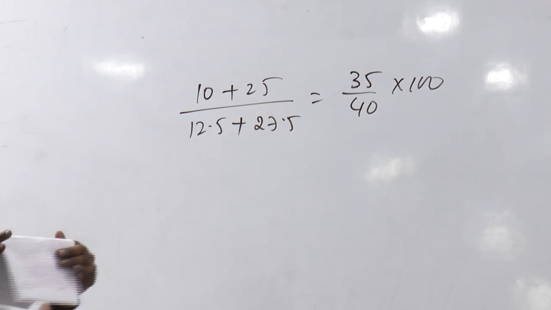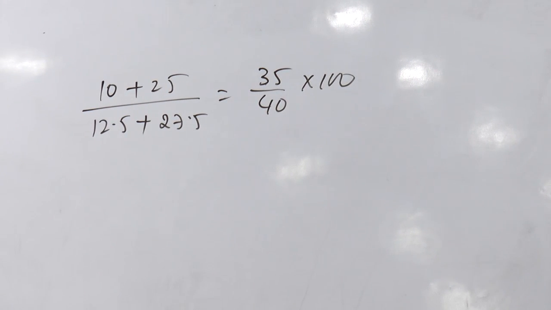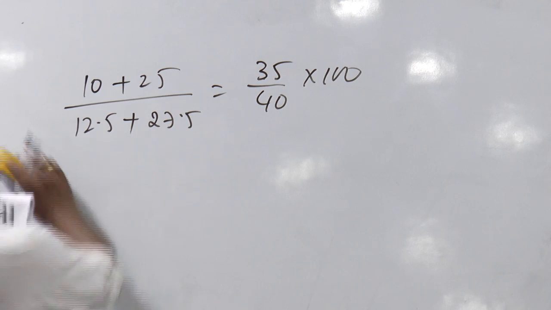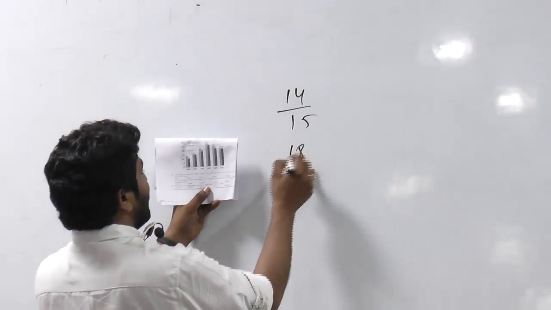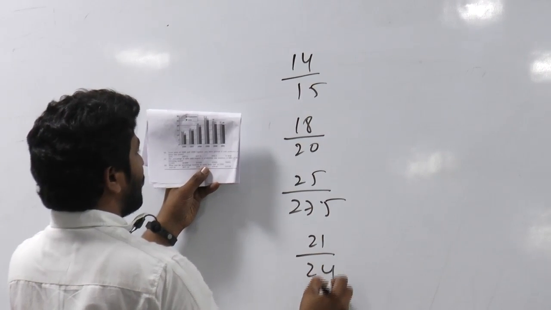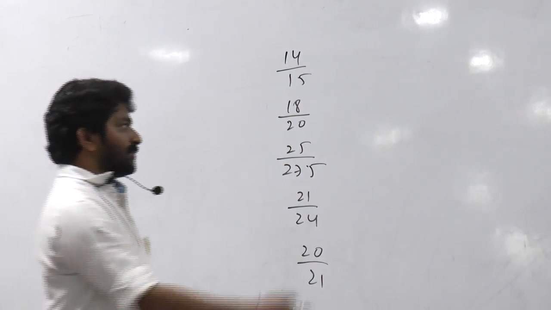The percentage of sale with respect to production was maximum in which of the following years? Right. So you don't have 96 in options, so you need not verify it. Yes or no? So you should have the highest sale percentage. Just observe the values. First one is 14 by 15, 98, 18 by 20, 25 by 27.5, 21 by 24, 20 by 21. These are the values, right? Observe these values carefully.